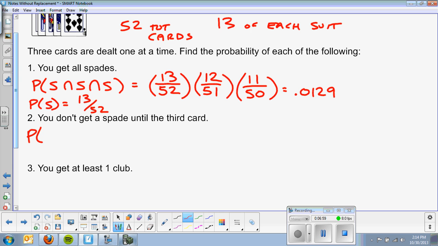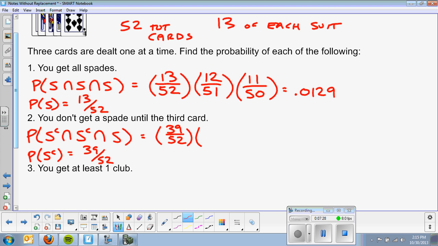Alright, what's the probability I don't get a spade until the third card? So, that's the probability of no spades, and then a spade. Now if the probability of a spade is 13 out of 52, then the probability of no spade is 39 out of 52. If there's 13 spades, there's 39 non-spades. So that's going to be a non-spade first, 39 out of 52. A non-spade again, 38 out of 51. And then the last card has to be a spade. Well, there's still 13 spades left, because the first two haven't been spades, out of 50.